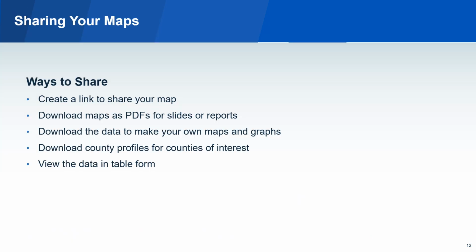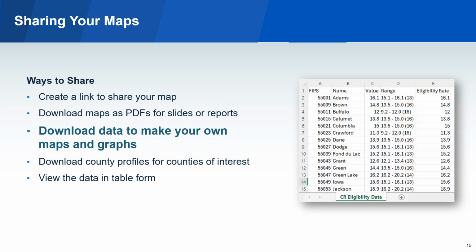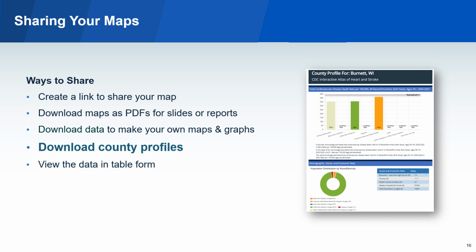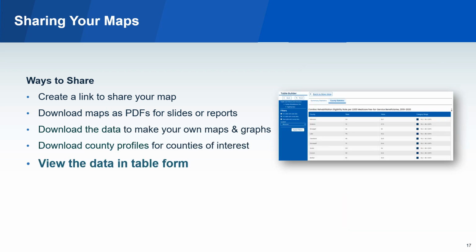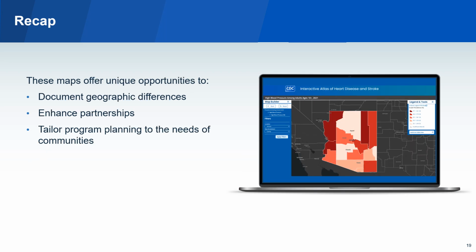The Atlas has numerous features you can use to make and share data and maps. Once you have created the maps you want, you can create a link to share each map, download your maps as PDFs, download the data used to make the maps, create downloadable county profiles, and view the data in table form. To recap, using the Atlas, we made maps showing the locations of hospitals offering cardiac rehabilitation services, heart attack hospitalizations, cardiac rehabilitation eligibility, broadband, and highways. With these maps, you can document geographic differences, enhance partnerships, and tailor program planning to the needs of communities.